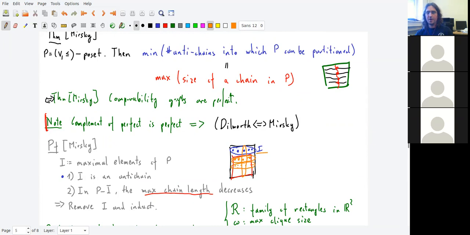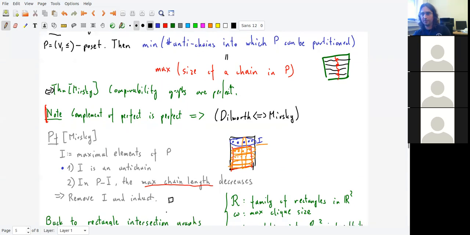How many anti-chains have we extracted in this way? Well, as many as the maximum chain length, right? Because every time we do this, the maximum chain length decreases. We can also phrase this through induction. So Mirsky theorem is actually very easy to prove, and then Dilworth follows by complementation.